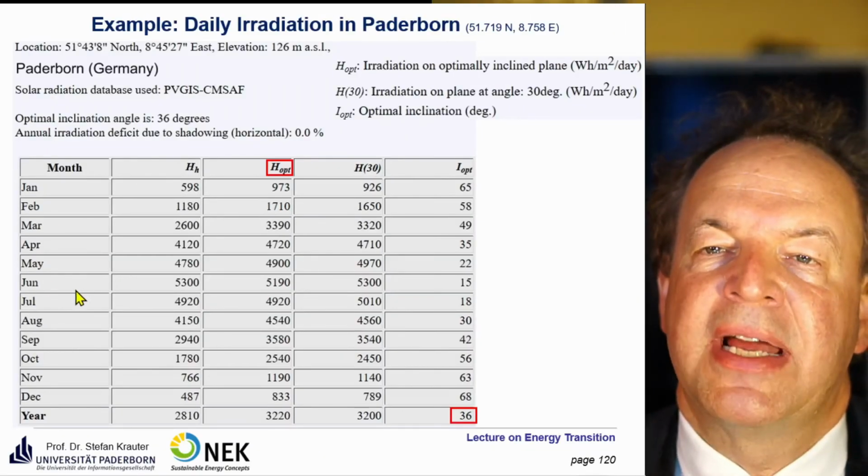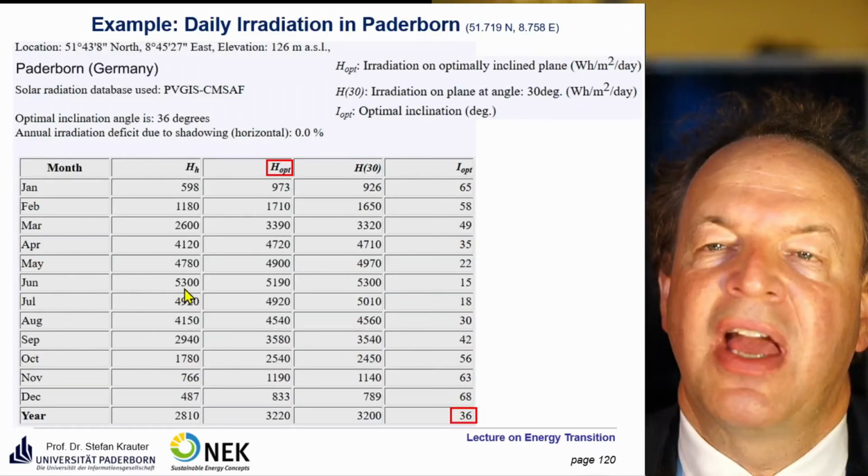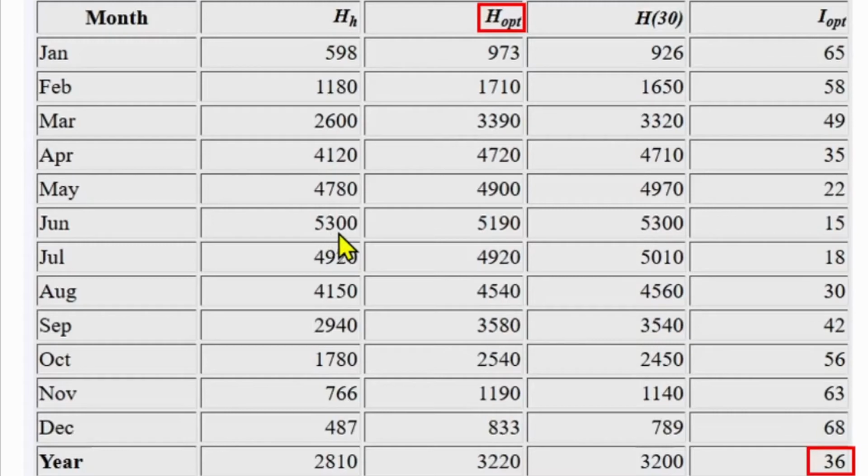If you take a look at the June values, for horizontal irradiance, we have 5.3 kilowatt hours per square meter per day. Optimal inclined, it's even less. Then we have here 5,190 kilowatt hour per square meter.